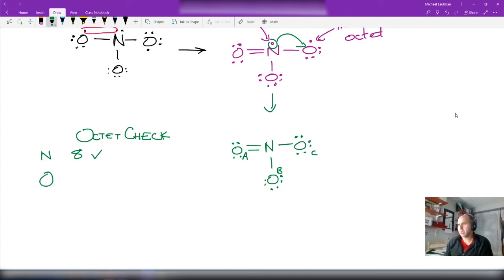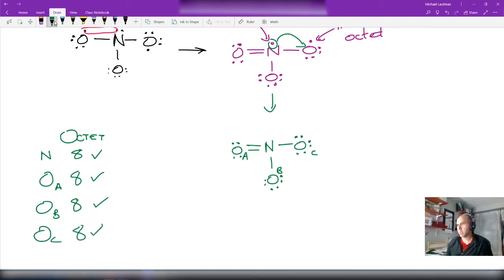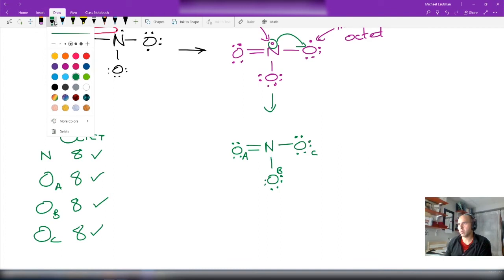So oxygen A. Actually, what we're going to do, there we go, octet, and then we're going to do formal charge afterwards. Okay. So oxygen A, 1, 2, 3, 4, 5, 6, 7, 8, also 8, so that's good. Oxygen B, 1, 2, 3, 4, 5, 6, 7, 8. So that's good. And oxygen C, 1, 2, 3, 4, 5, 6, 7, 8. So that's also good. So we've managed to get to the first step of making this reasonable.